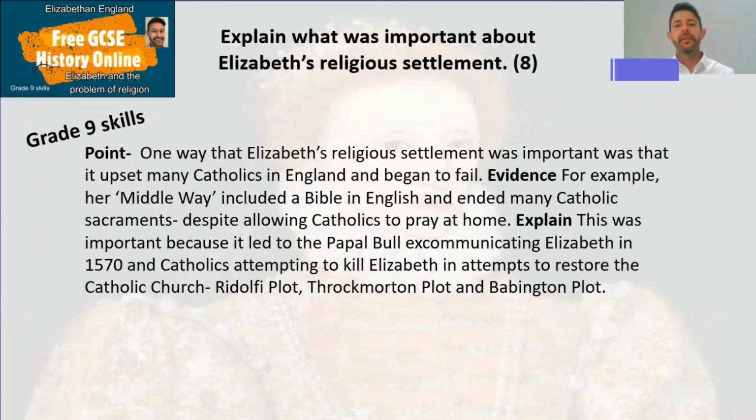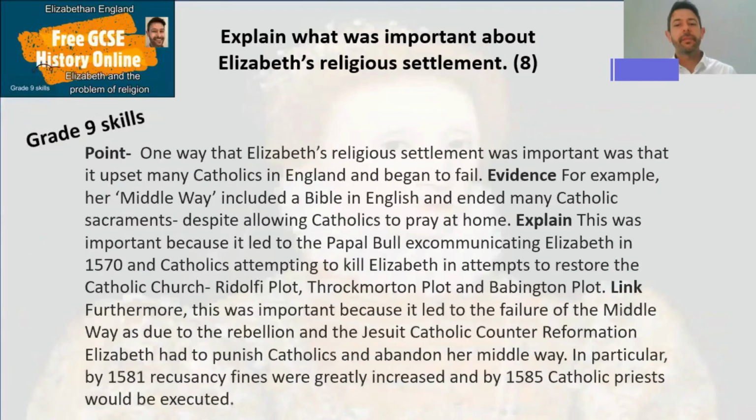It's important for Elizabeth that her religious settlement is leading to rebellions, but also this is a sign that it's failing, isn't it? So we could think about furthermore. Furthermore, this was important because it led to the failure of the middle way. Due to this, the rebellion and Jesuit Catholic Counter-Reformation began. Elizabeth had to punish Catholics and abandon her middle way. In particular, in 1581, recusancy fines were greatly increased, and by 1585, Catholic priests would be executed. So obviously her middle way has failed.